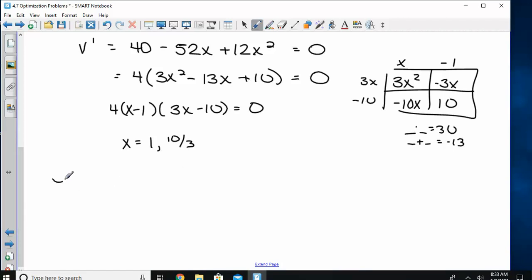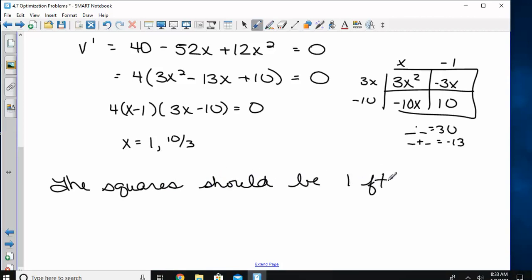I just wanted to know the size of the squares, so the squares should be 1, and we were in feet, so 1 foot. Any questions there?